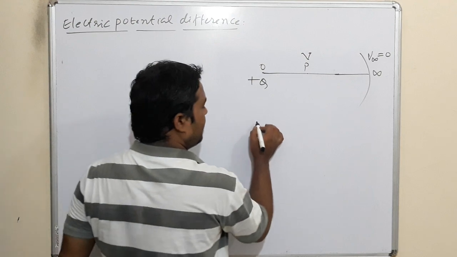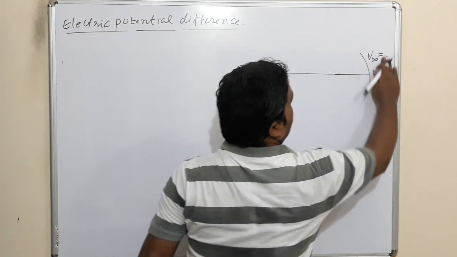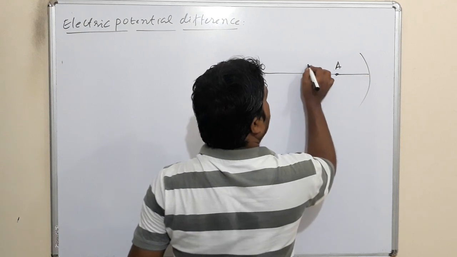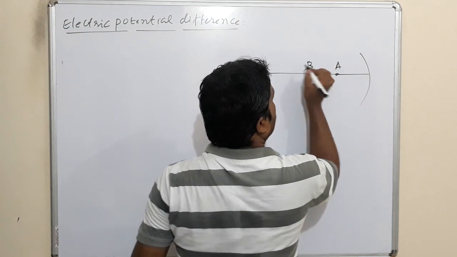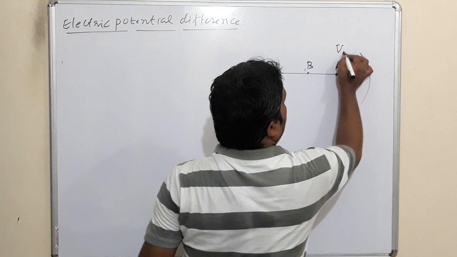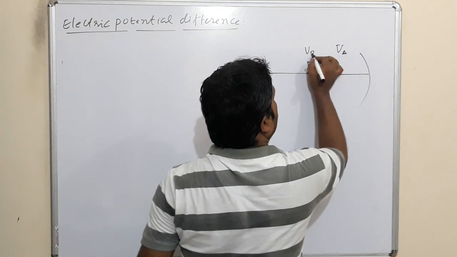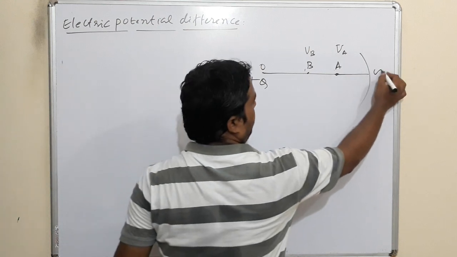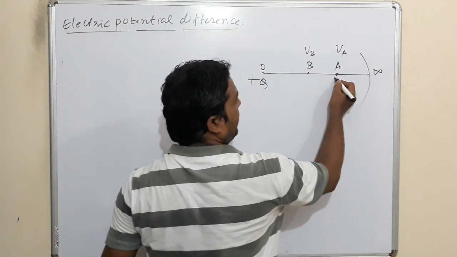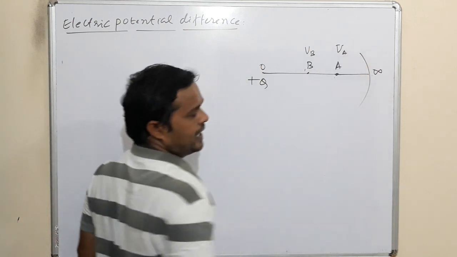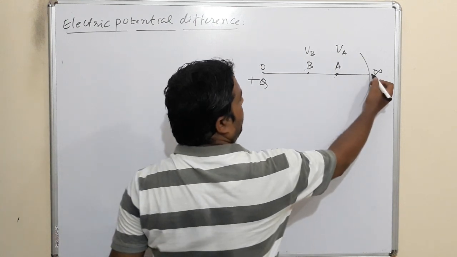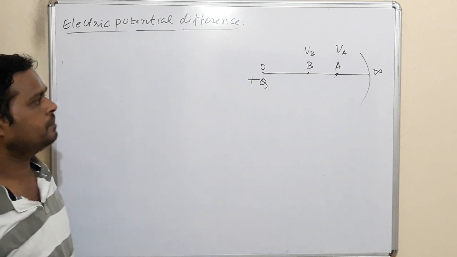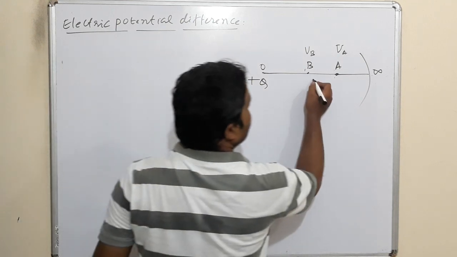But if I take 2 points inside the field, if I take a point here, and another point here, B, if VA is the potential at point A and VB is the potential at point B, the amount of work done in bringing the charge from infinity to A is VA and the amount of work done in bringing this charge from infinity to B is VB. Then what is the distance?